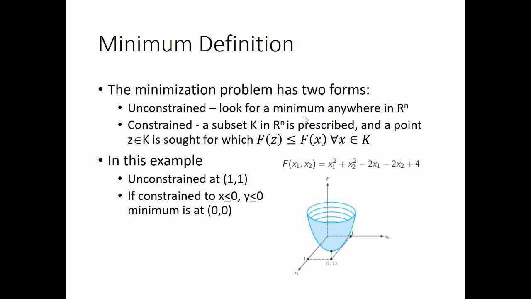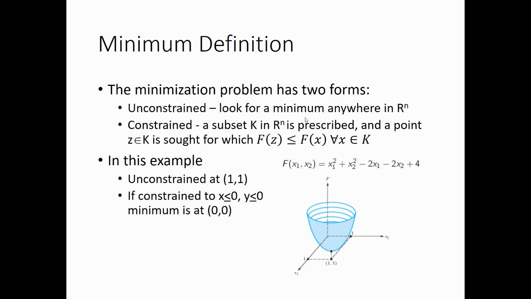So the minimization problem has two forms. One is unconstrained, where we can look anywhere where the function is defined, and then a constrained version of the problem where we look at a subset K that's in the domain of the function, and we seek a point z that is a member of that subset for which f of z is less than or equal to f of x for all x in that particular subset.